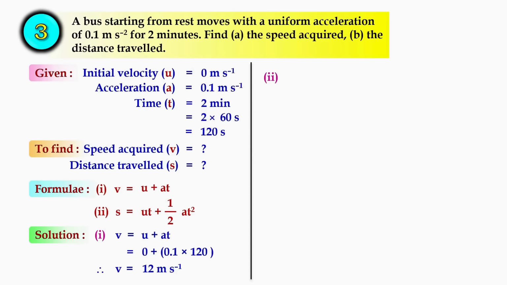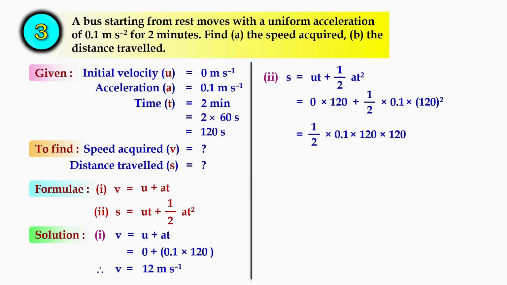Now let us find the distance traveled by the bus. For this, we use the equation that relates displacement, velocity, acceleration, and time. Displacement equals initial velocity multiplied by time plus half multiplied by acceleration multiplied by time squared. Substituting the values, we get 0 multiplied by 120 plus half multiplied by 0.1 multiplied by 120 squared.